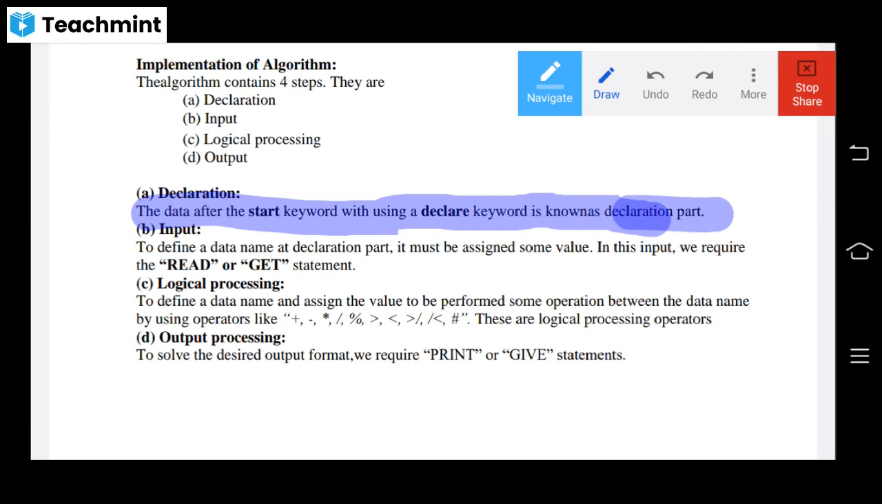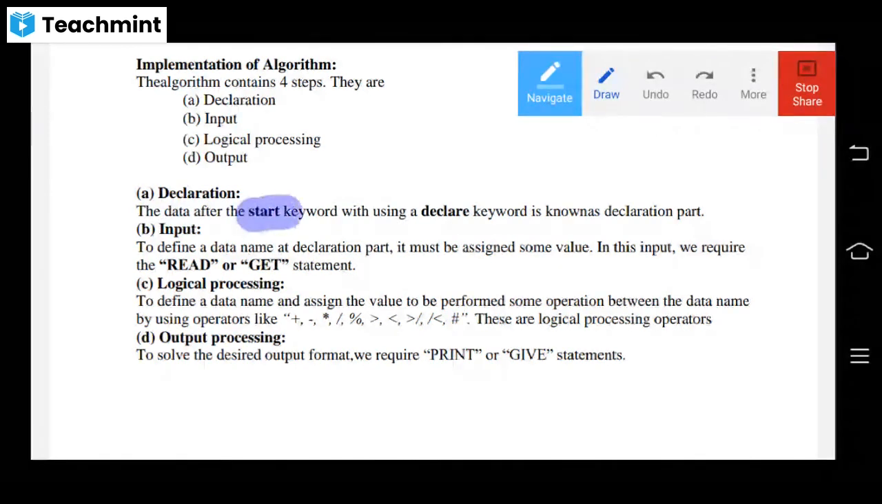Okay, what about the declaration here? After the start keyword, we are using a declare keyword. It is known as the declaration part. In the declaration part, after the start keyword, we are using the declare keyword.